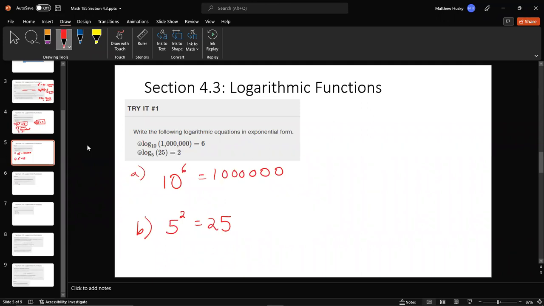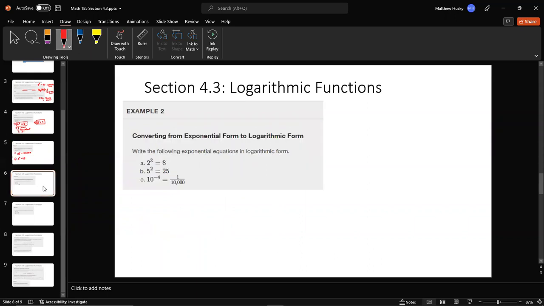How about that? So that's how you can go back and forth between log form and exponential form. That's all that we're doing here. We're just rearranging what goes where. Here, we're doing the same idea. We're just doing it backwards. This time they start in exponential form, and our goal is to rewrite them in log form.